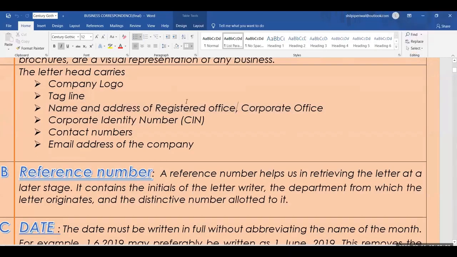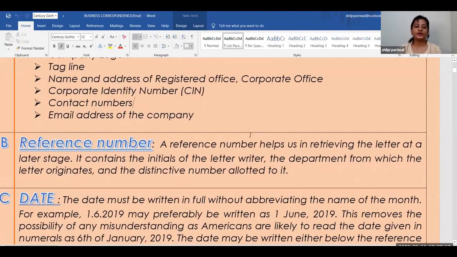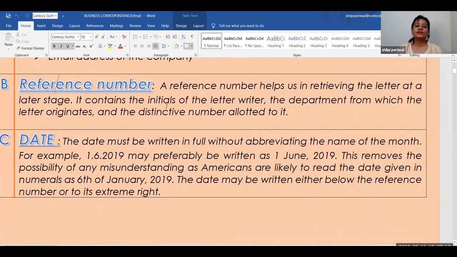But a lot of big companies have two separate offices, registered and corporate, because the registered office is for the ROC details where all the information comes, and the corporate office is where the main functions of the company happen. Then the corporate identity number, the CIN number. This 13-14 digit number, what it means, what every digit denotes. Contact numbers, email address. So all this has to be there on the letterhead: logo, tagline, address, number, contact, email address.